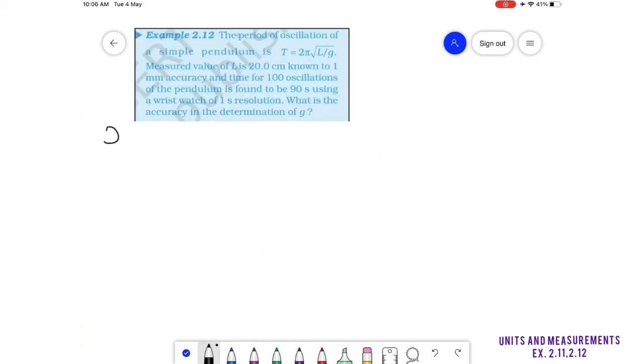So let's solve example 12. The question here is: the time period of oscillation of a simple pendulum is T equal to 2 pi root of L by g. The measured value of L is 20 centimeter. It is known to 1 millimeter accuracy. So this 1 millimeter accuracy is the error.